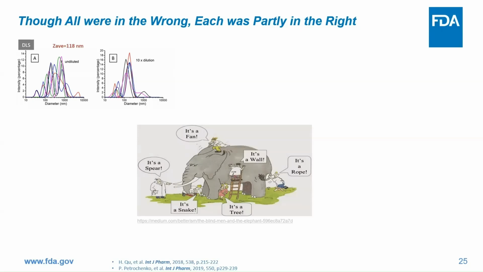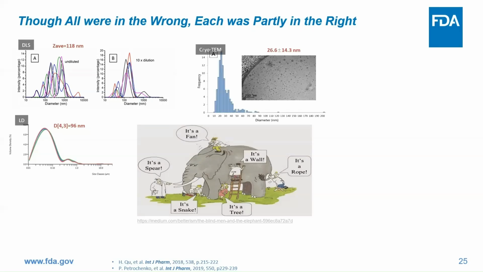We measure by different techniques. The first technique, dynamic light scattering, we get a Z average value of about 118 nanometer. The second technique, we're measuring by laser diffraction. We generated a volume-weighted mean value of 96 nanometer. And the third technique we're using is cryo-TEM, which is looking at the particles directly, measured diameter. We get a number of 26 nanometer plus or minus 14 nanometer.